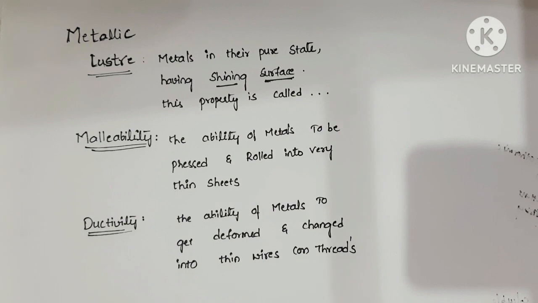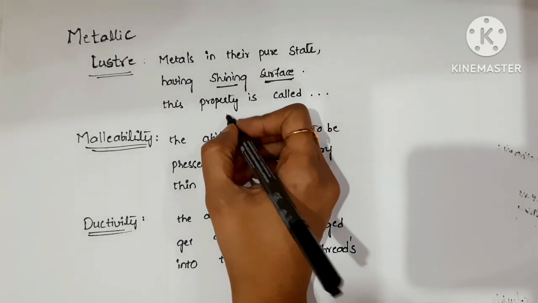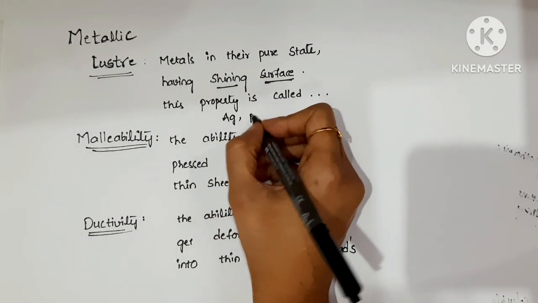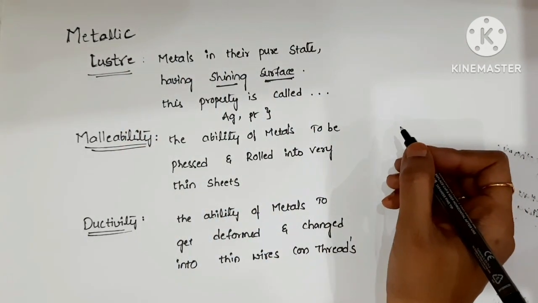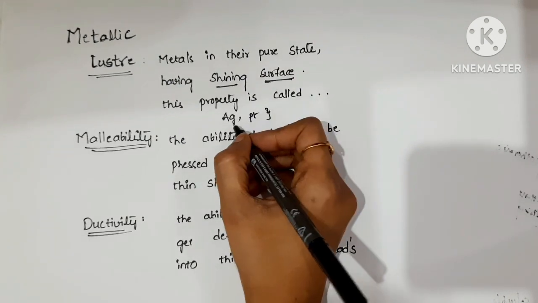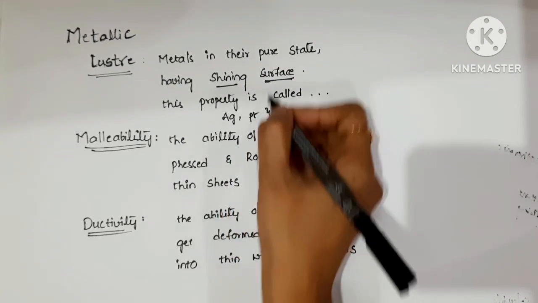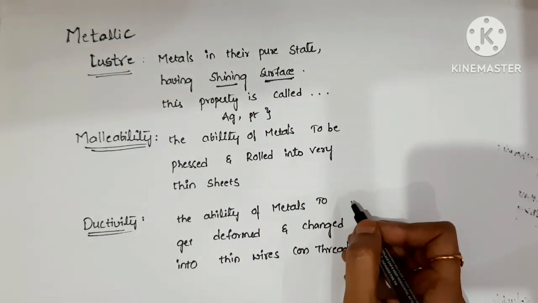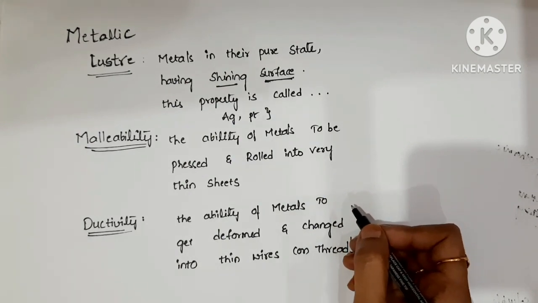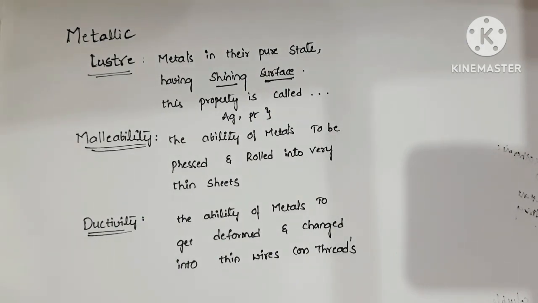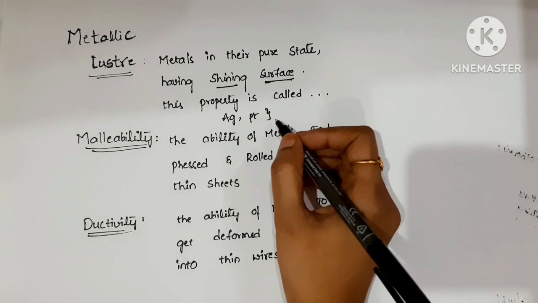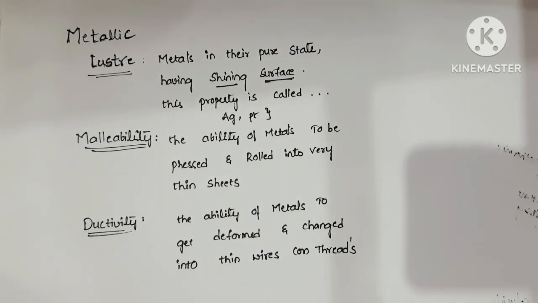Among them, silver and platinum are the most lustrous metals. That means silver and platinum have a very shining surface, right? We all know that silver and platinum are very shining, and we generally use them.